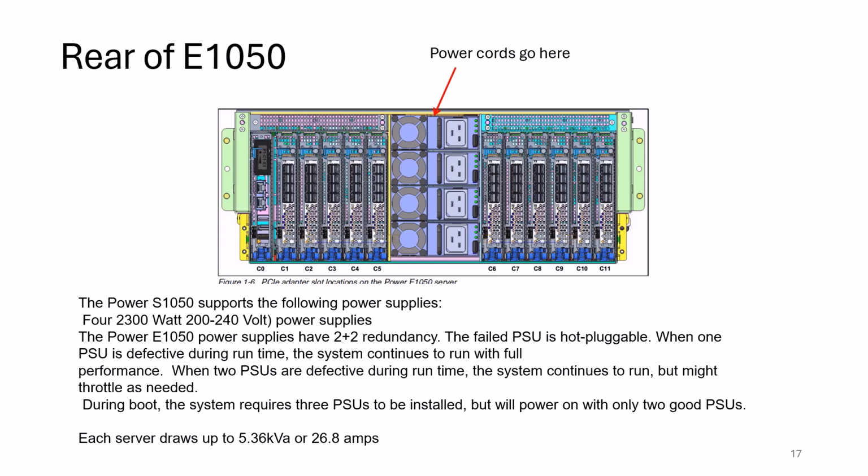If you look at this diagram, you'll see that the shape of the power supplies is a little bit different, and that's because these are C19s, not C13 connections. The 1050 has four 2300 watt power supplies, and they, as I said earlier, are in a 2+2 redundancy. You can actually hot plug a failed power supply unit, but if two become defective, the system will continue to run, but it may throttle down.